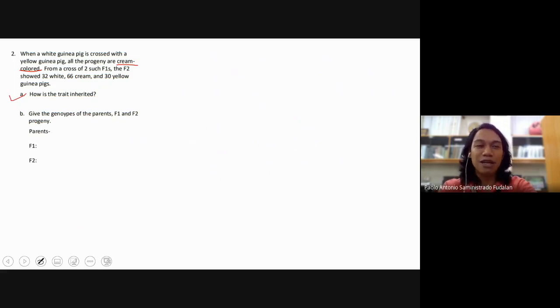So let's try to answer letter A only. Letter A first. How is this trait inherited? When the offspring doesn't look like either of the parents, and in the F2, one half will look like the F1. Anyone from the group?